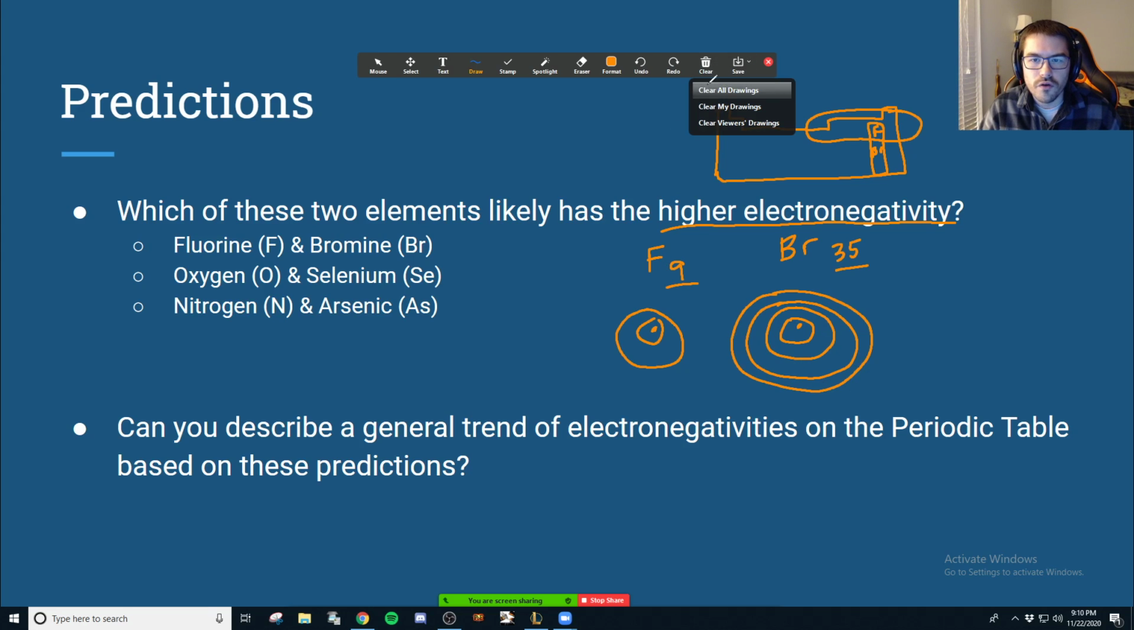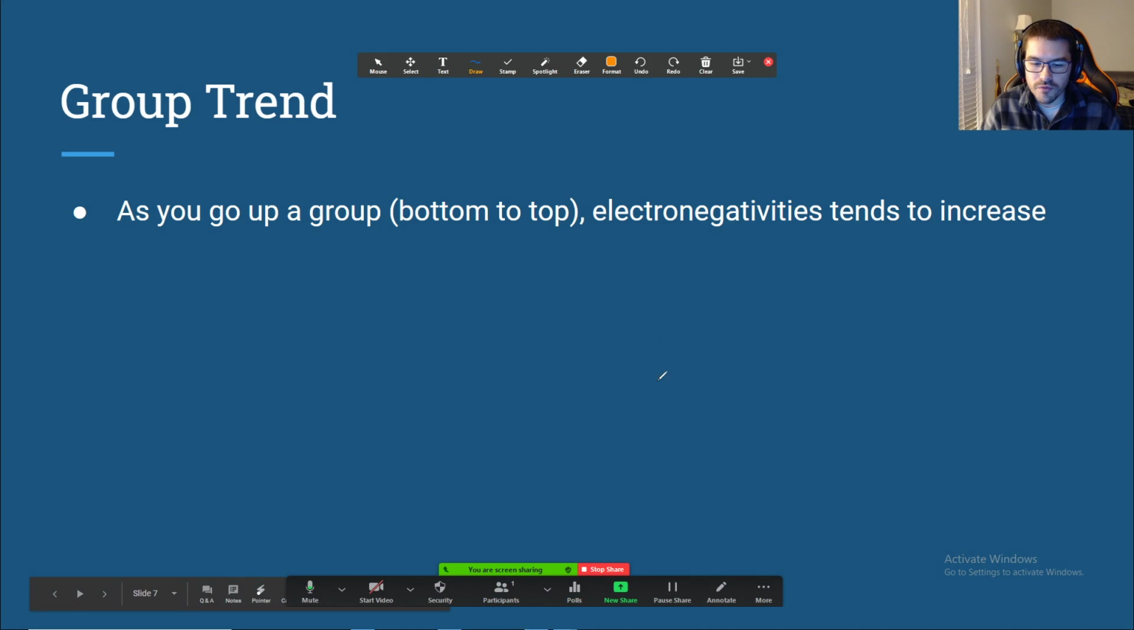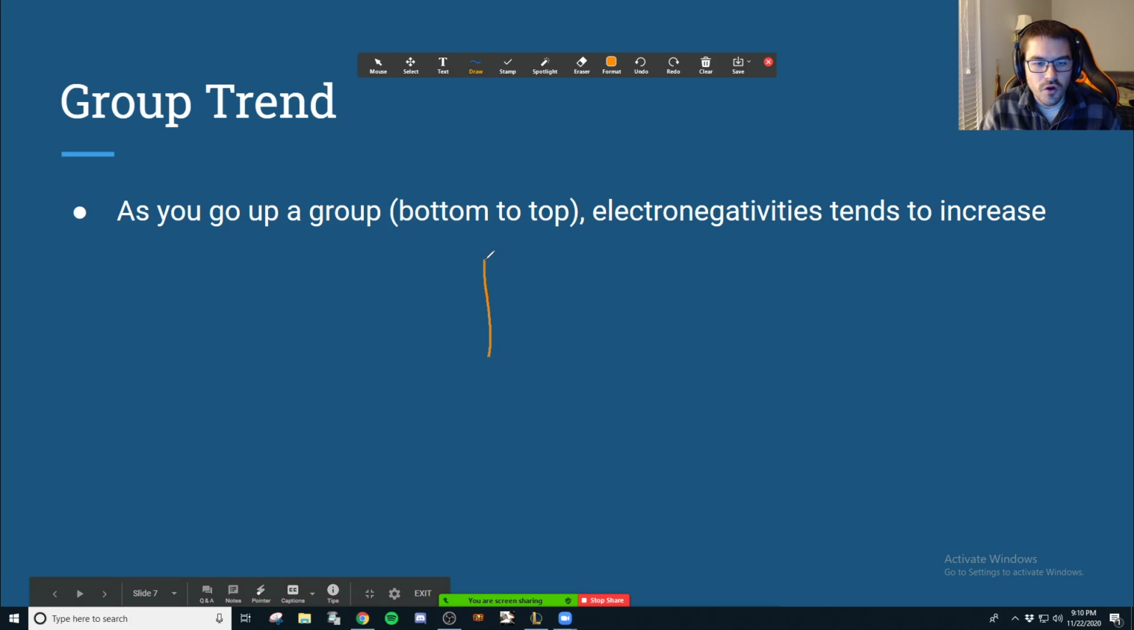So long story short, what is the group trend? As you go from bottom to top, as you go up the table, electronegativities tend to increase, or as you go down the table, they tend to decrease. You can think of it either way.